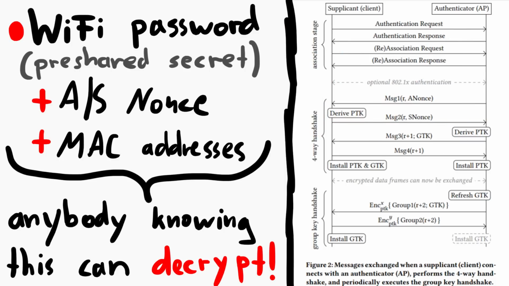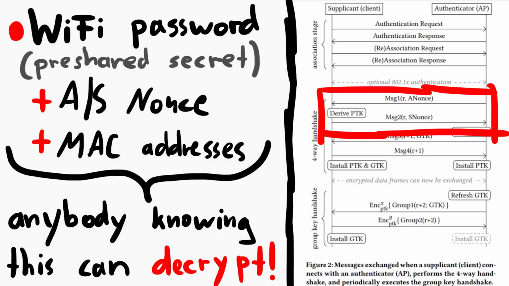If anybody else knows the Wi-Fi password and observes the nonces being exchanged, they can derive your pairwise transient key and can decrypt your traffic. So when you connect to a secure Wi-Fi in a hotel, you might not be as secure as you thought you would be, but that's a different issue.